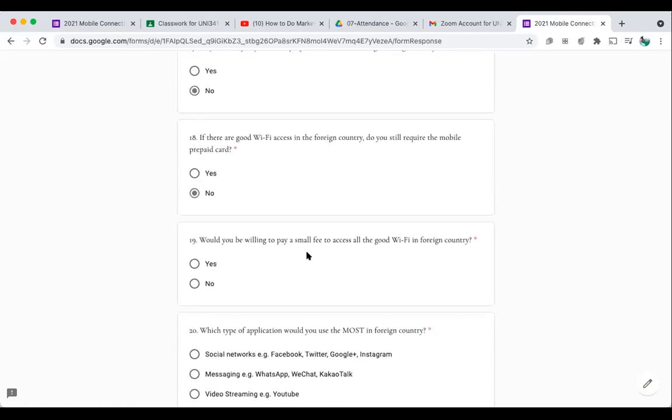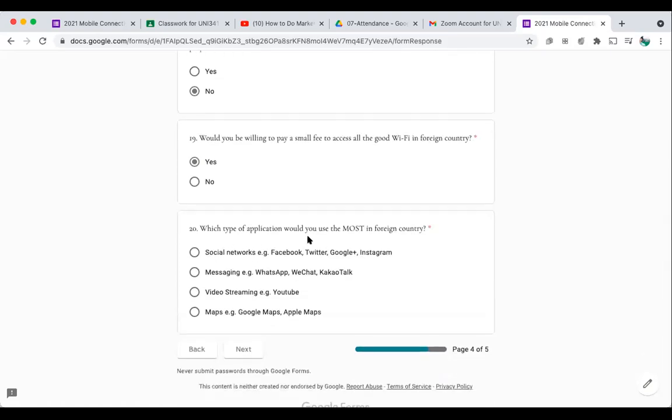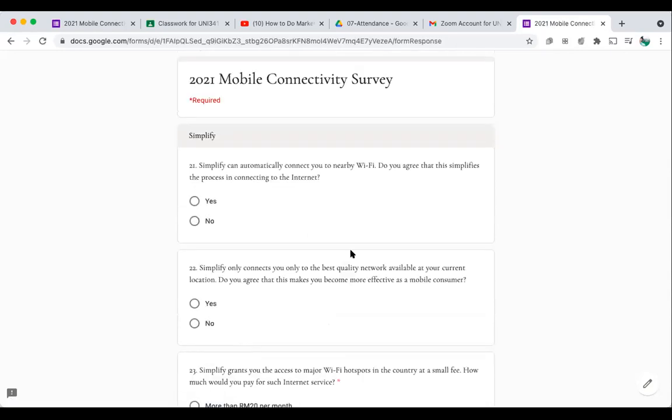Would you be willing to pay a small fee to access a good Wi-Fi in foreign country? Yes. What type of application do you use? Social network, maybe messaging, right? Okay. Next, this is about your product. Yeah, the last point is about your product. So simplify can automatically connect you to nearby Wi-Fi. Do you agree that this simplify the process?